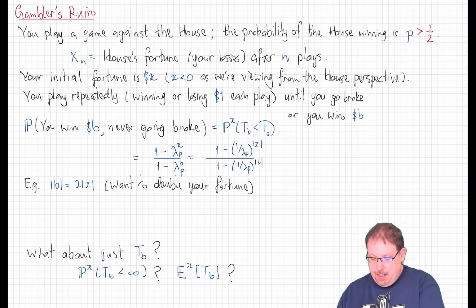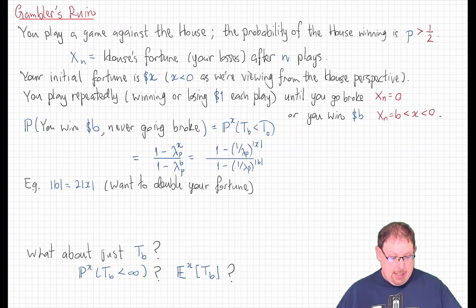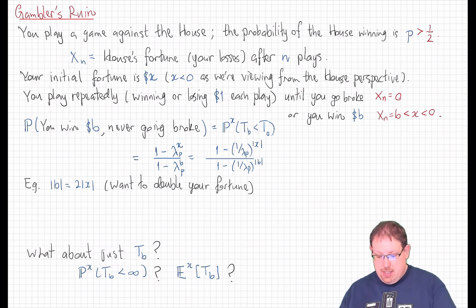That means you're playing until time n, where xn equals 0, or xn equals b, which is less than x, because both of those are less than 0 in this example. So we'd like to know, how likely is it that you'll reach your desired fortune b before you go broke? What's the probability that you get to fortune b before you go broke? That's exactly the calculation we just did in the case where a is 0. So that gives us this simpler formula here for that.